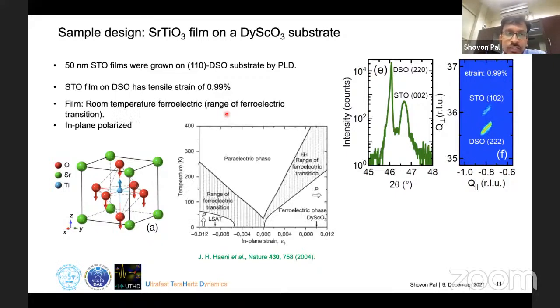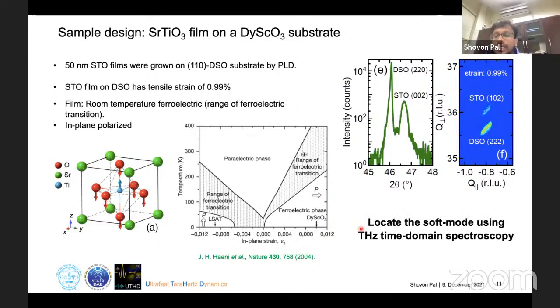This was purely based on the earlier studies: if you have close to 1%, then at room temperature you would be in this range of ferroelectric phase transition, where you would like to locate yourself for going ahead and studying the nonlinearities of the soft mode in strontium titanate. Now, the ideal next question to answer would be, should we locate the soft mode?